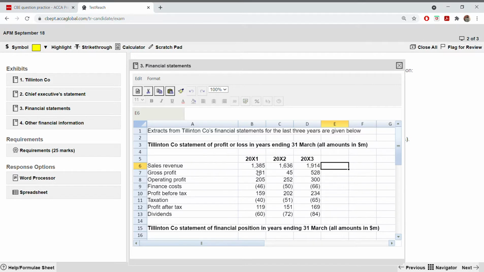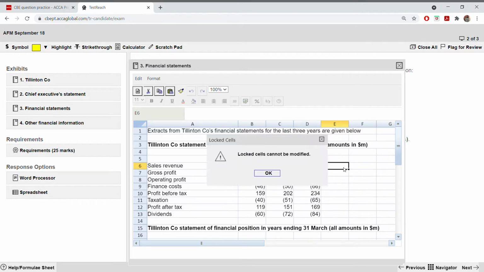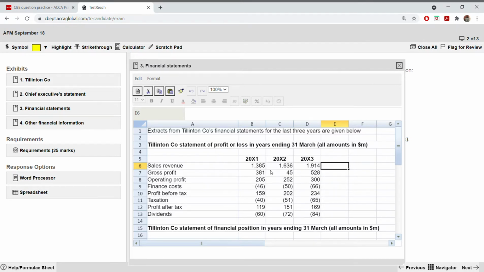If you try to click, you cannot do anything, right? You cannot make any changes. It is already protected, locked. So if you have any exhibits, if you have a spreadsheet in the exhibits, you cannot make any changes to it. Okay? And you have been given data for the 3 years.